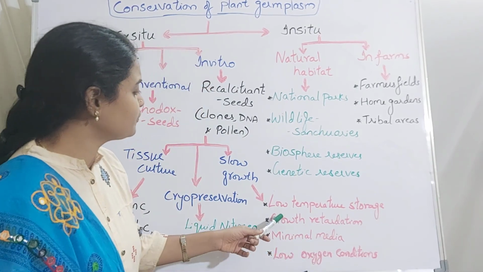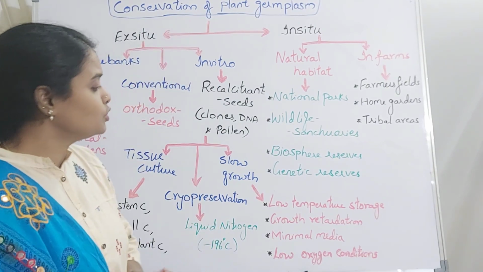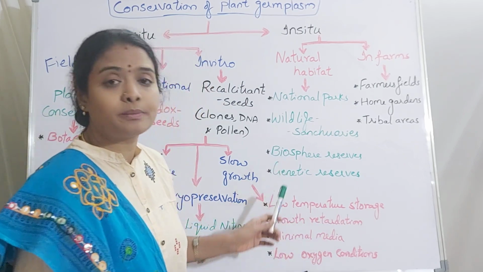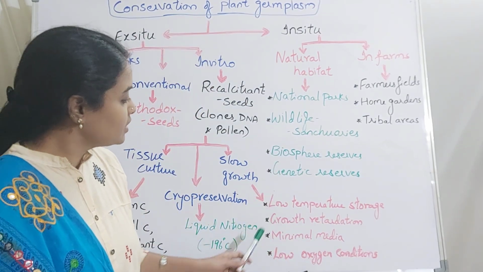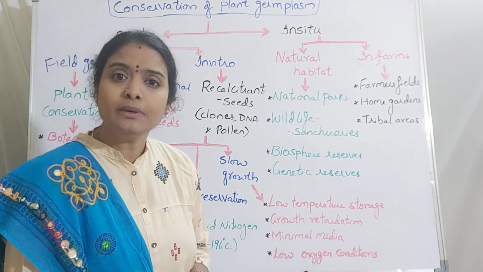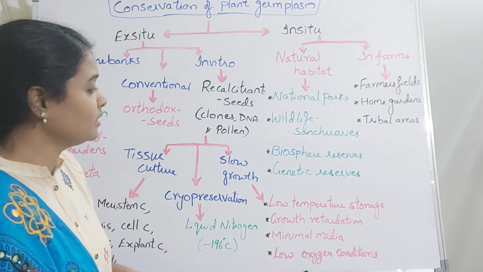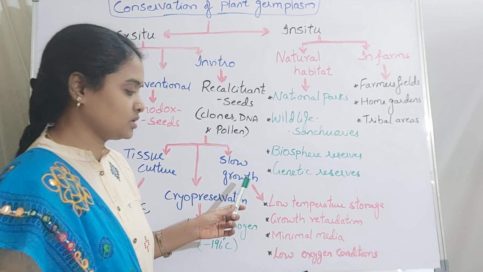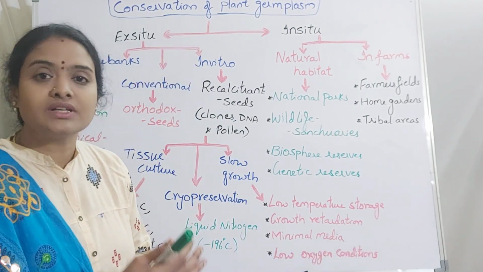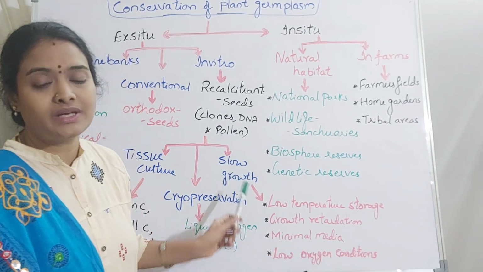Then next one is growth retardation. Either by means of a chemical method or any other substance, you can slow down or you can stop the growth of that particular plant species or the germplasm, which you have to conserve. The next one is the minimal media. Here you are providing a minimum amount of nutrients to the germplasm. In that case also, you can have slow growth. Then the last one is low oxygen concentration. So when you are decreasing the oxygen, obviously the growth rate will be slowed down.